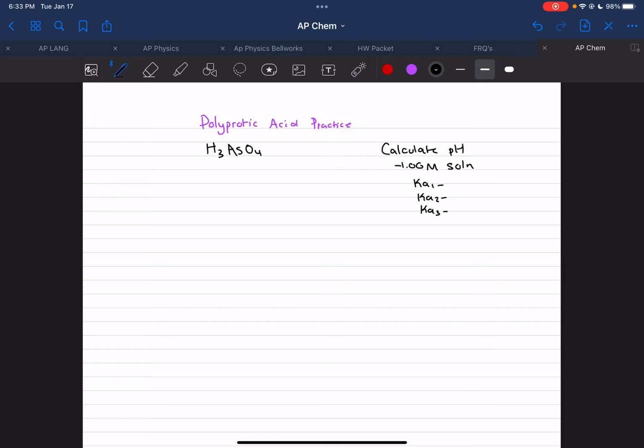I actually have not looked at this problem yet. I was doing it on a video and I paused it. So bear with me. 8.0 E negative 8 and 6.0 E negative 10. They're successively getting smaller, which is what we would expect from this problem.